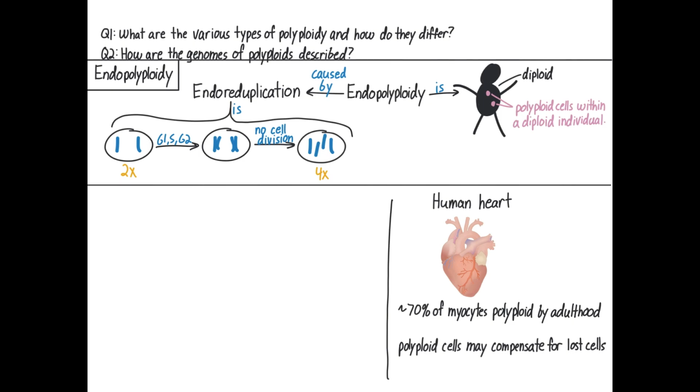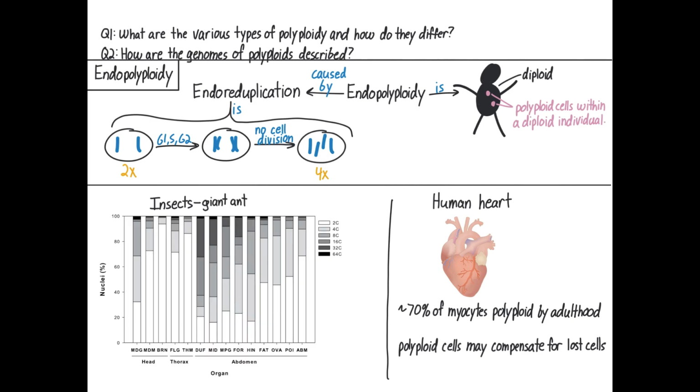Endopolyploidy seems to be particularly common in insects. One study of the giant ant examined the ploidy of all cells in various organs and tissues. They determined the percentage of cells that were diploid, tetraploid, octoploid, and so on. Take a second to look this graph over, focusing on this part of the abdomen.